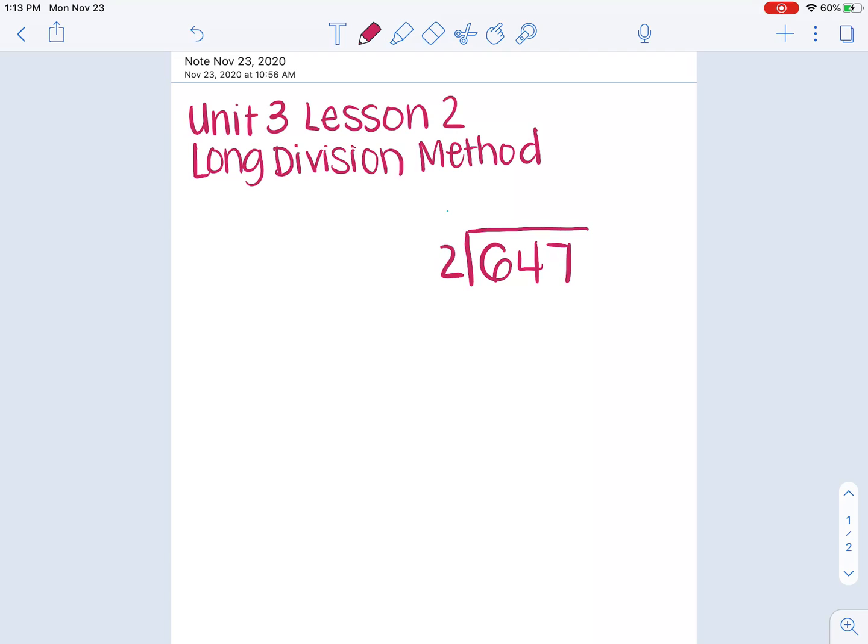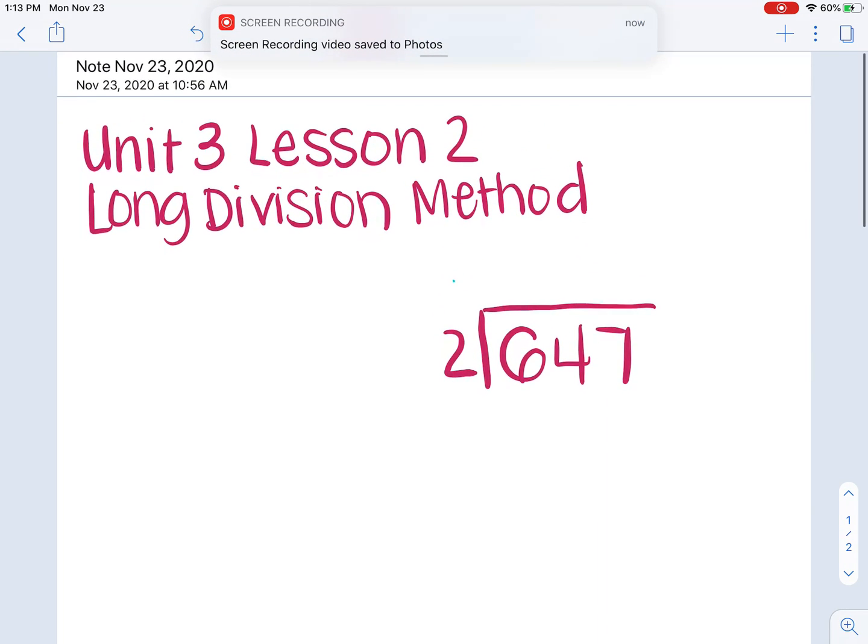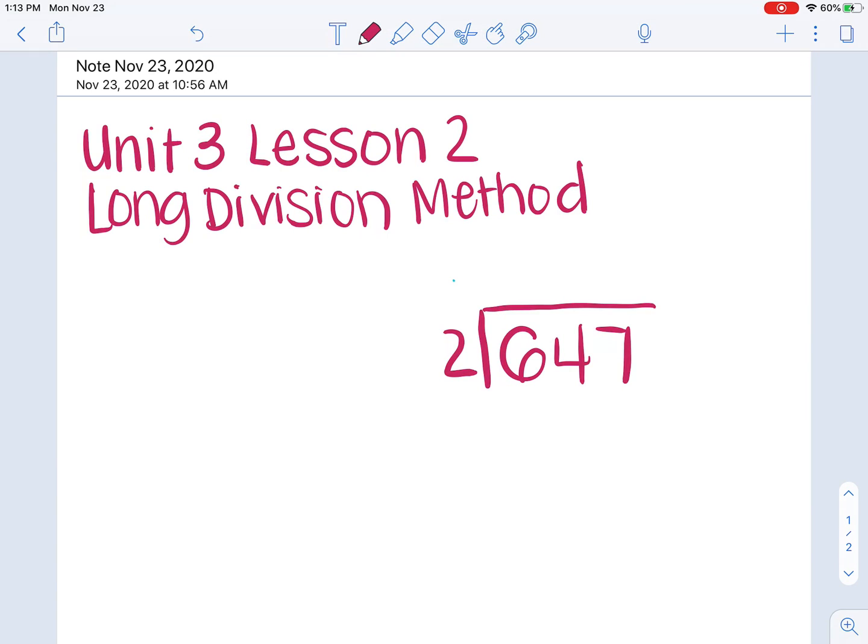Please copy down the Unit 3, Lesson 2, long division method, and the problem that you see in front of you. 647 divided by 2.